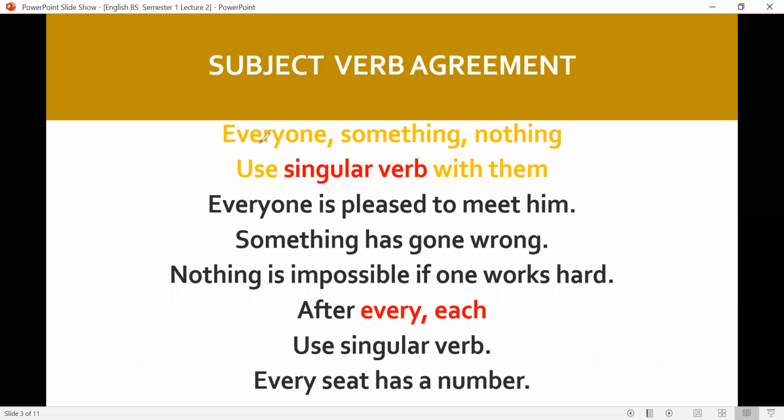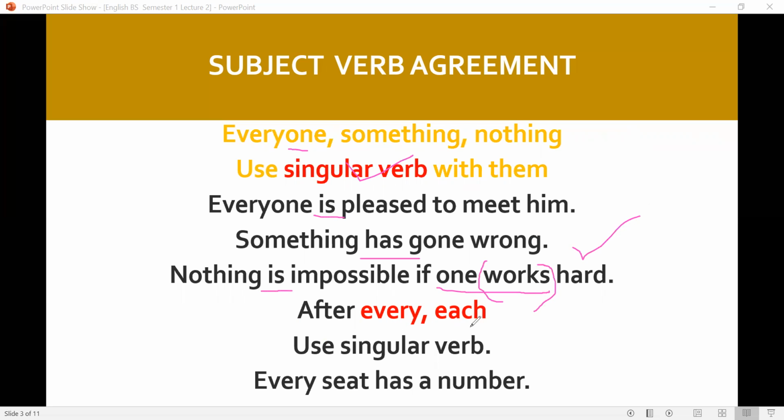The second thing is everyone, something, nothing. With everyone, something, nothing, use a singular verb, because they are singular. We should use a singular verb with them. Everyone is pleased to meet him. Is. Something has. Nothing is impossible if one works hard. One is and works. A singular verb has been used.